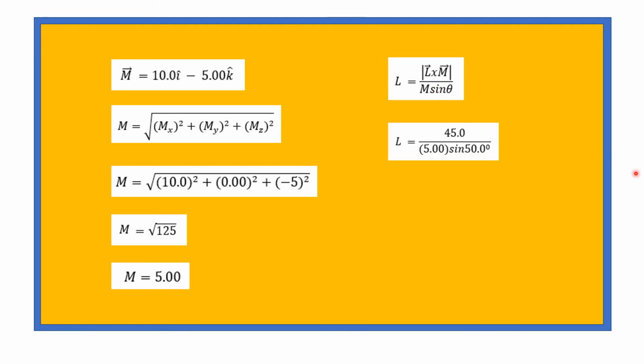Then going back to the formula L equals L cross M over M sine theta. Let us now put the numbers. L cross M has a magnitude of 45. Then M is 5 from this result, and sine of 50 degrees. So the product of 5 and sine of 50 is 3.83. Then 45 over 3.83. So L has a magnitude of 11.7.